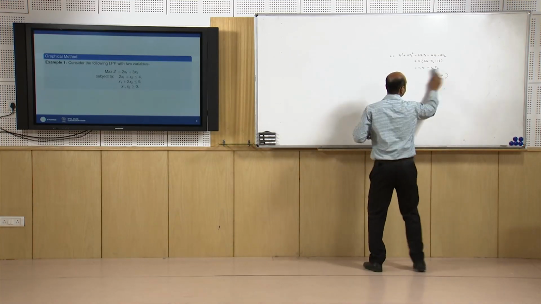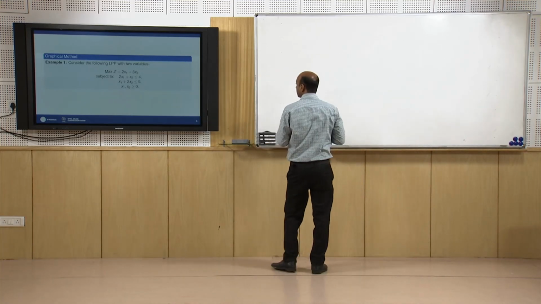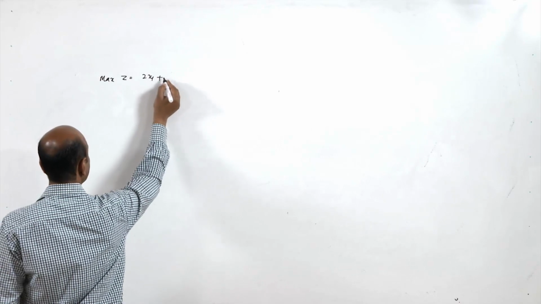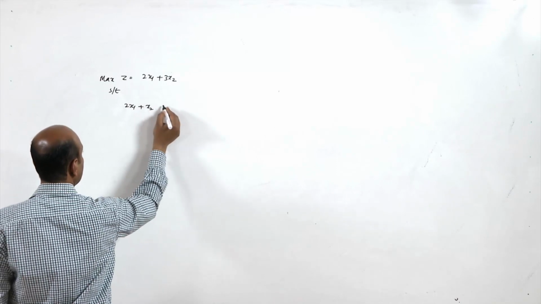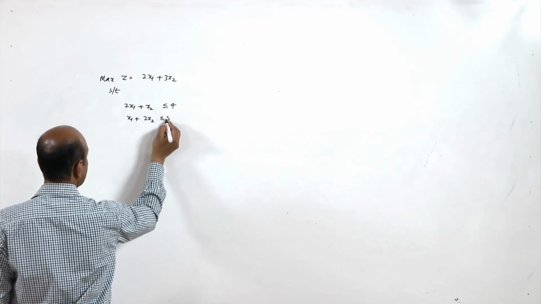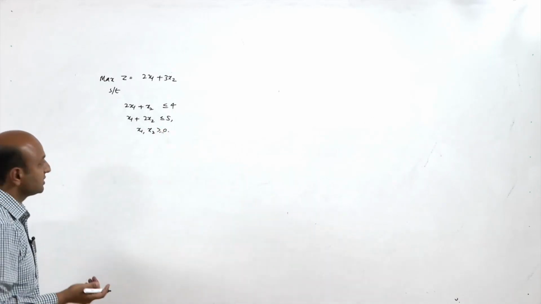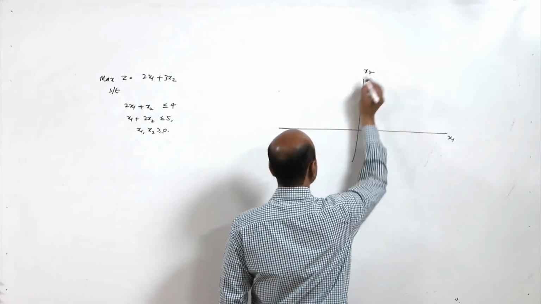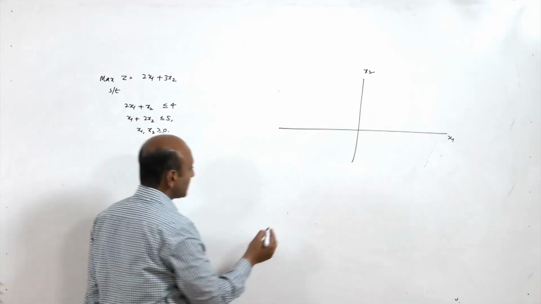Let us see how. What is the problem? The problem is maximizing z equals 2x1 plus 3x2, subject to 2x1 plus x2 less than or equal to 4, x1 plus 2x2 less than or equal to 5, and x1, x2 non-negative. We already know how to solve this problem graphically. It is very simple. You have one axis as the x1 axis and one as the x2 axis. You can take the first inequality as an equation. The first equation is 2x1 plus x2 equal to 4.